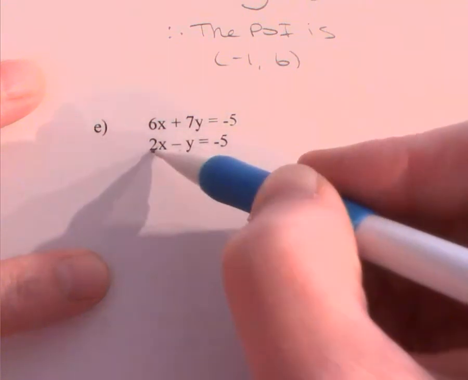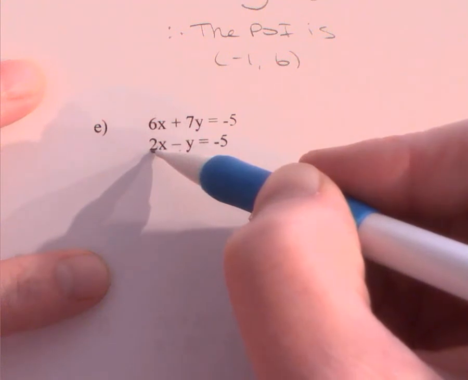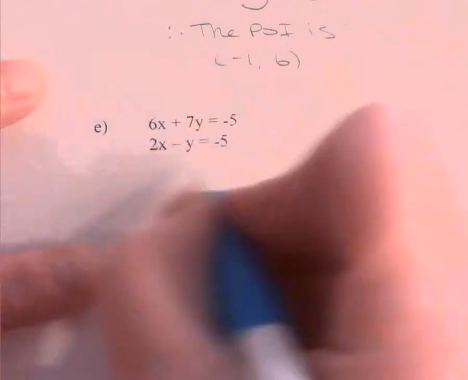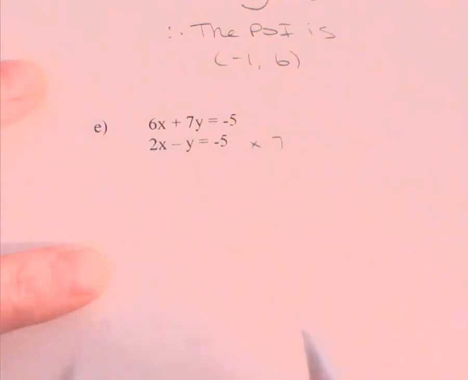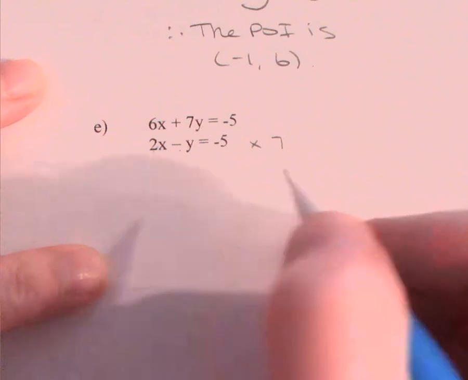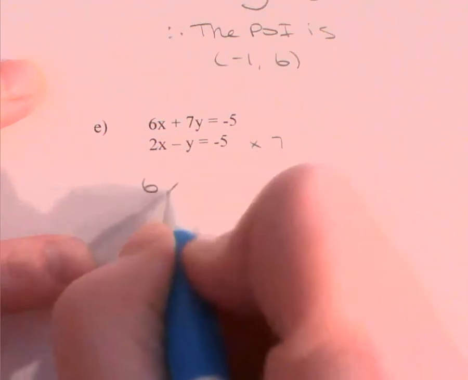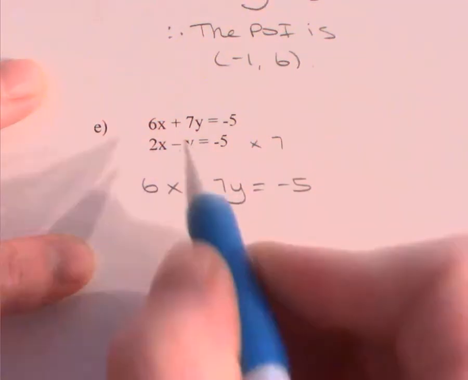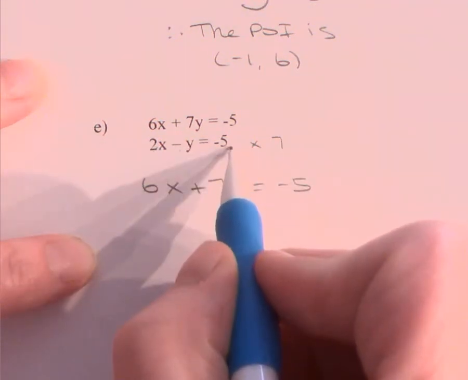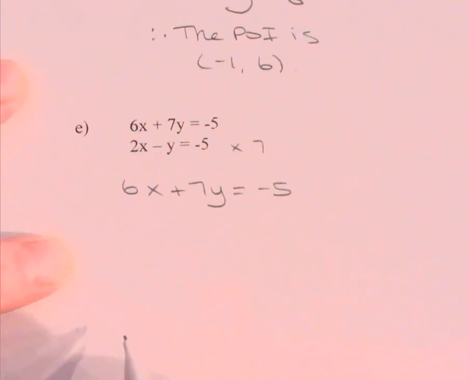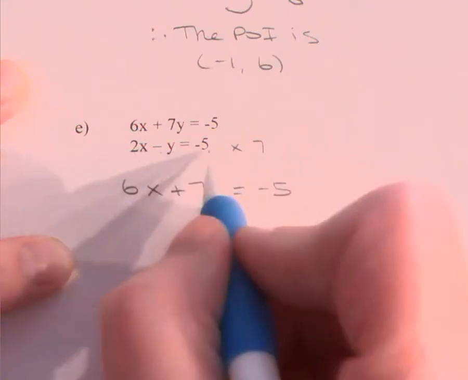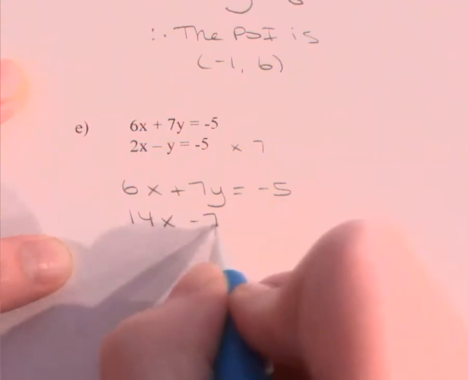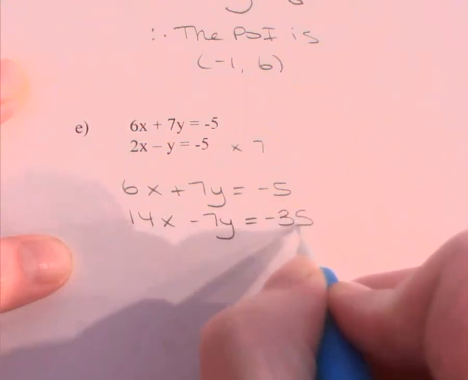If I multiply this by 3, I would actually have to make it minus 3 to be able to eliminate. So it doesn't actually matter which one we pick. I'm going to pick to multiply by 7. It's just a little bit easier. Actually, it doesn't even matter in this case. So I have 6x plus 7y is equal to minus 5. And I'm going to multiply everything by minus 7 in this case. So I'm going to multiply 2x minus y and minus 5 by 7. So I have 14x minus 7y equals minus 35.